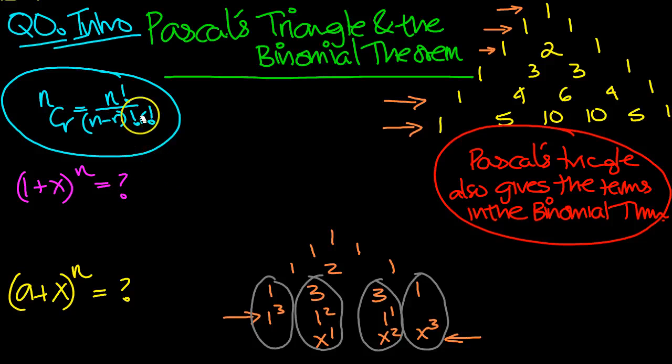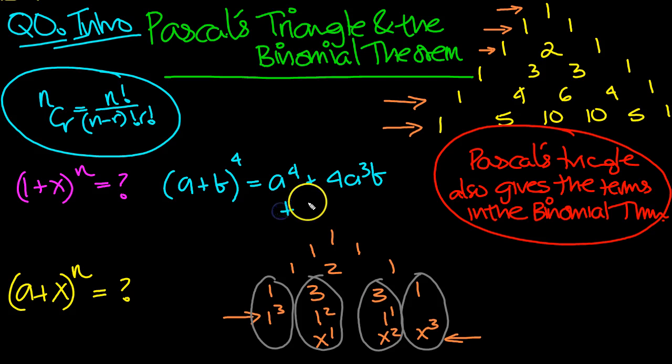Let's do (a + b) to the 4. Well, I can write that down as a to the 4 plus 4a cubed b plus 6a squared b squared plus 4ab cubed plus b to the 4. And the reason I could write that down so quickly was because you can just spot how it goes from Pascal's triangle.